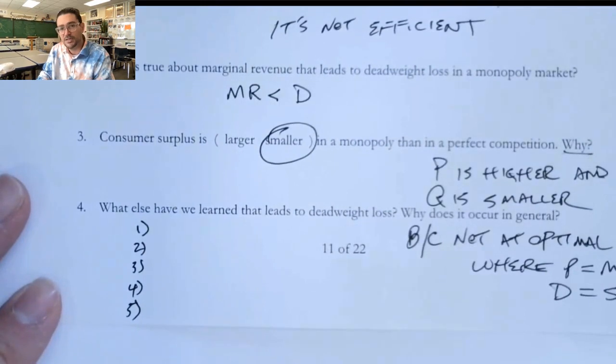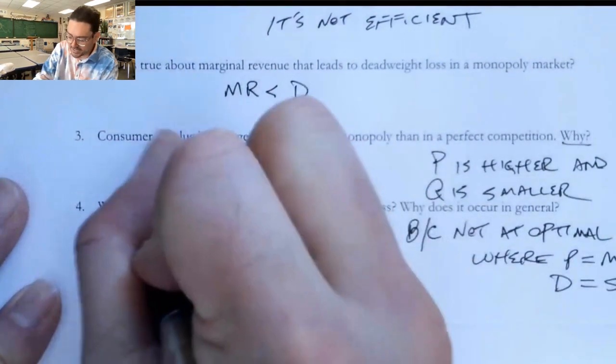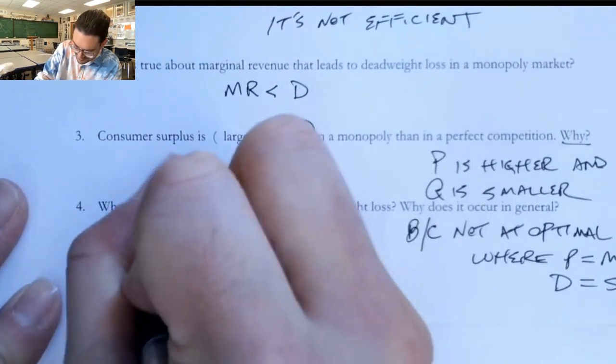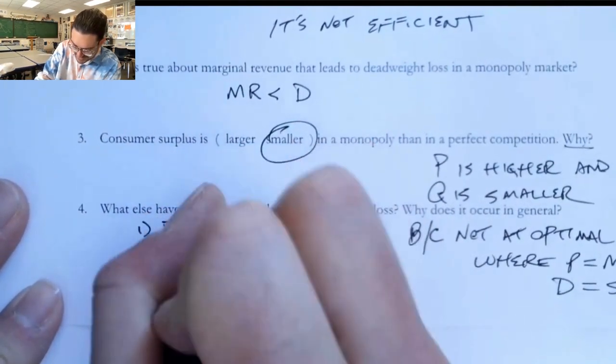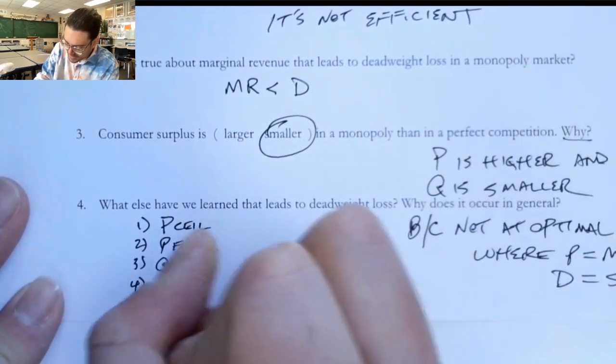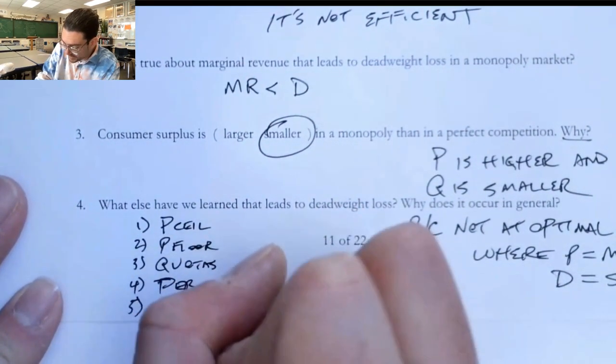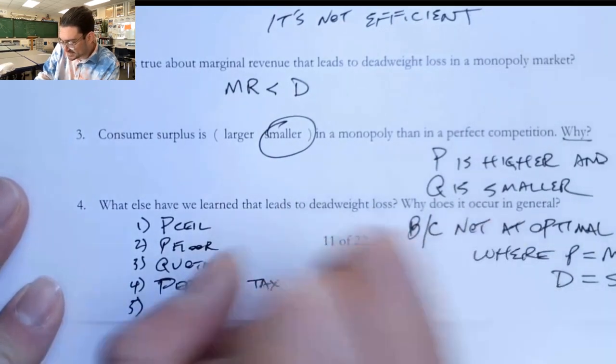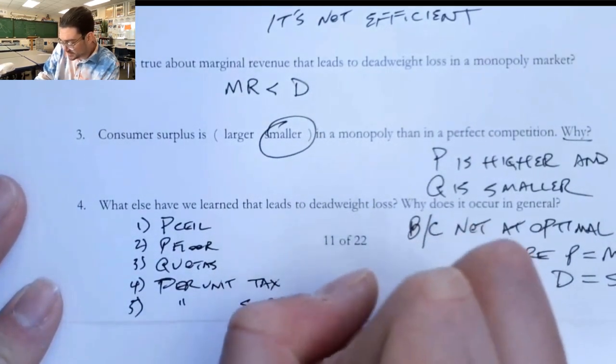See if you can come up with them all, right? Pause the video for about 5 seconds and think about them. Price ceilings. Price floors. Now we're ringing a bell. Quotas. Yeah, you probably forgot that one. Per unit tax and a per unit subsidy.